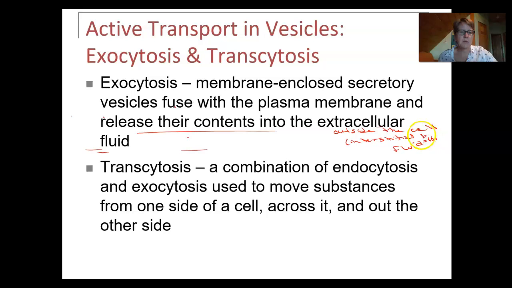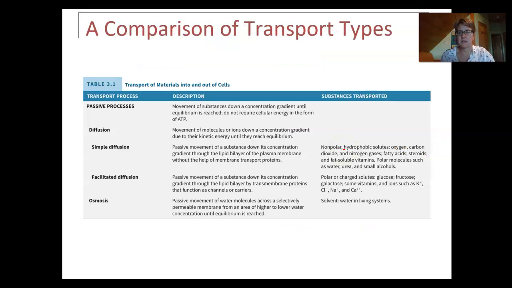Or it'll go into a duct like sweat, right? And oil. And then transcytosis is just moving something from one side of a cell across it. I don't have too much to say about that one.